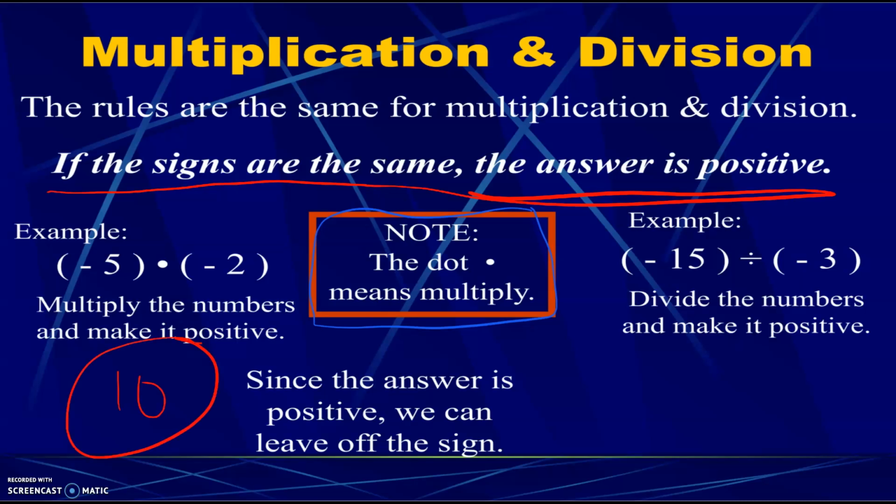So now we're at a division problem right over here. It's going to be the same thing. 15 divided by 3, no matter whether one's positive, negative, or both are negative, it doesn't matter. 15 divided by 3 is still 5. The number doesn't change. We divide normally. Then we look at our signs. One's negative, the other's negative. Signs are the same. The answer is positive. The answer would be positive 5.